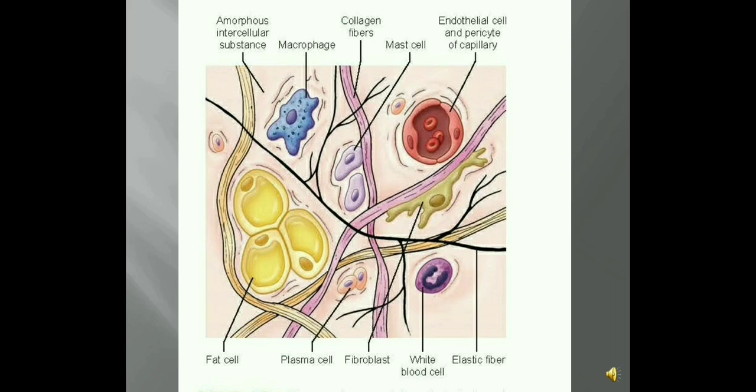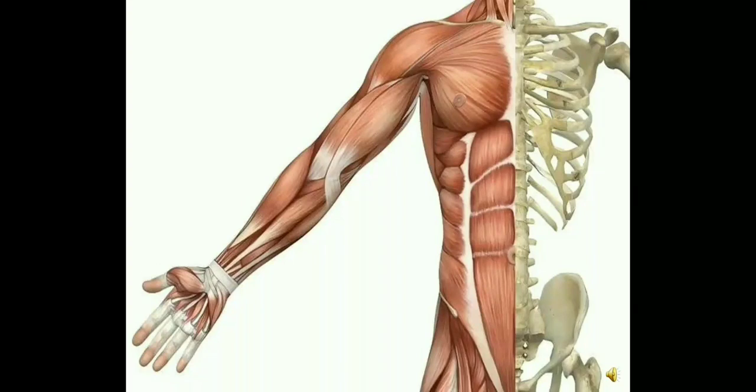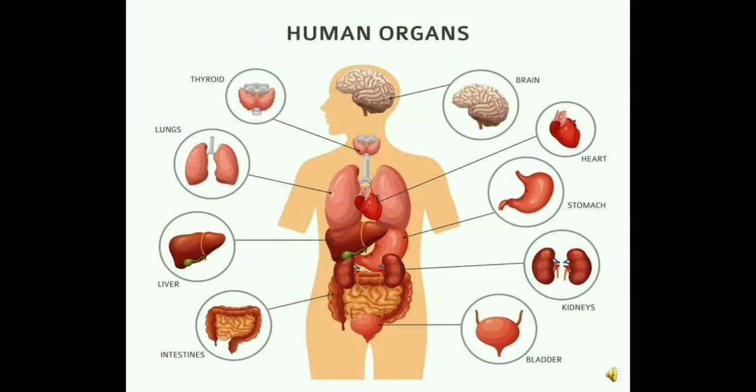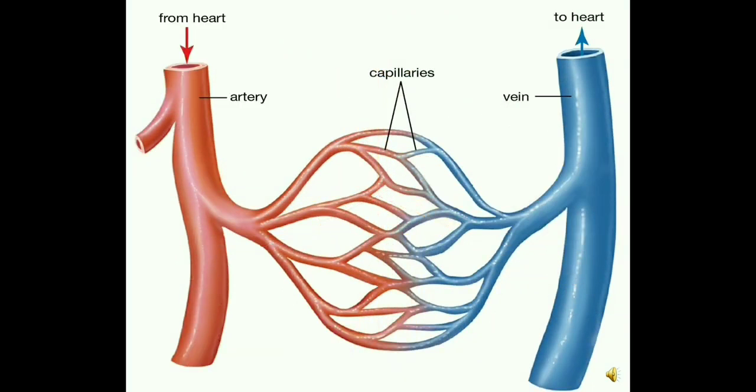Now, talking about where this connective tissue is actually found, it is found under the skin, in between muscles, in bones, around organs, blood vessels, and peritoneum.